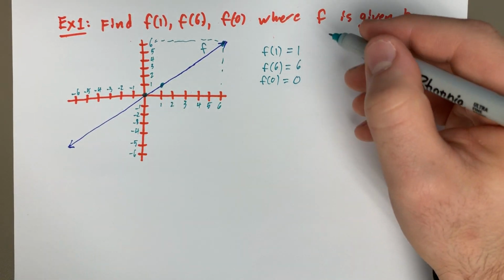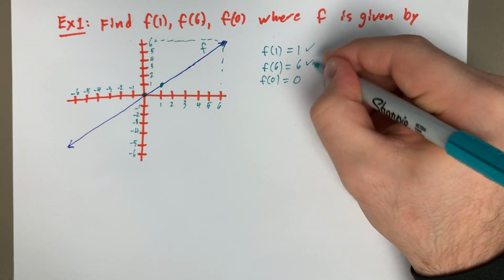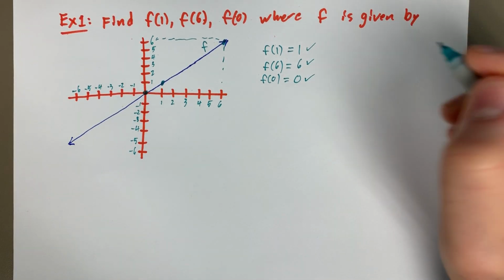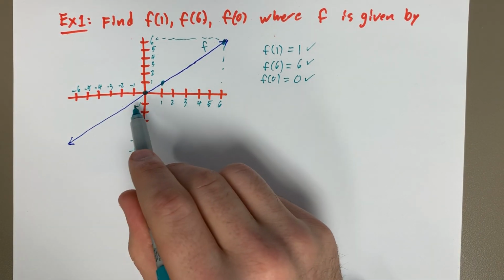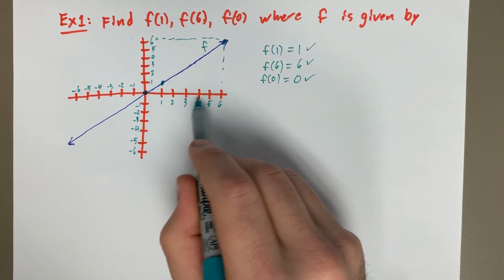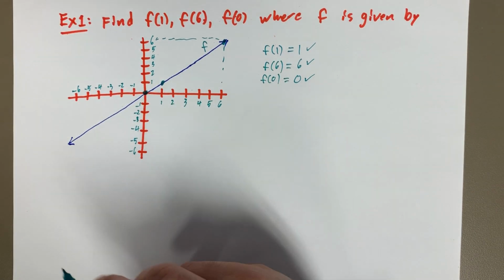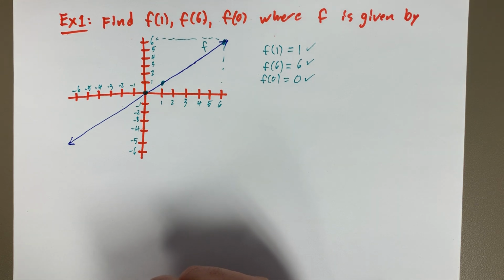All right, so we've successfully found f of 1, f of 6, and f of 0 just by using the graph. It's literally just go over where your x value is, figure out what the y value is. That's all you need to do for these. All right. So with that, we are done with this first example. We're going to move on to more complicated graphs in the rest of this video series.